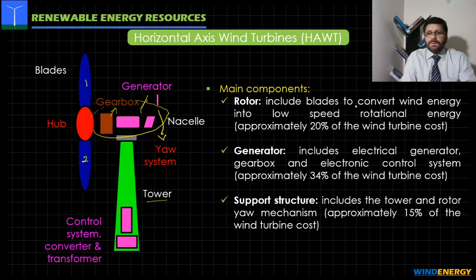Now the rotor includes the blades to convert wind energy into low speed rotational energy, and the cost of this is 20% of the total cost of the wind turbine. And the generator includes the electrical generator itself, gearbox, and the electronic control system, and the approximate cost is 34% of the total cost of the wind turbine. Then the support structure includes the tower and the rotor yaw mechanism, and the approximate cost is 15% of the total cost of the wind turbine.